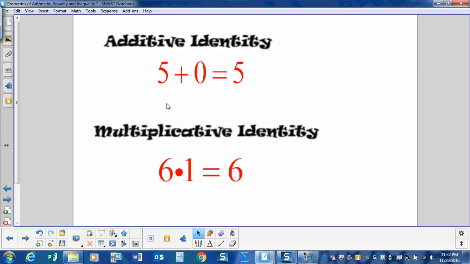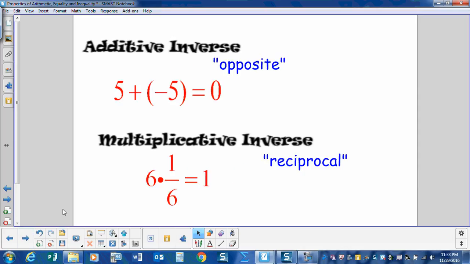The additive identity states that when we add 0 to a number, we get that number. The multiplicative identity states that when we multiply a number by 1, we get that number. The additive inverse says that when we add the opposite to a number, we get 0. And the multiplicative inverse states that when we multiply by the reciprocal, we get 1.